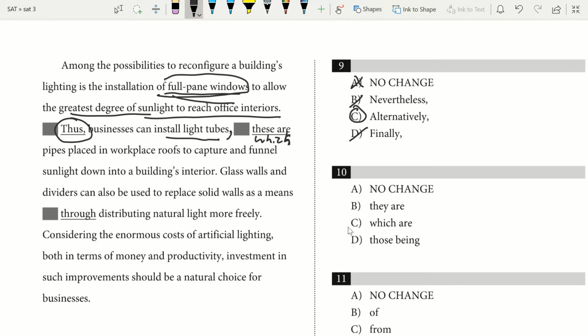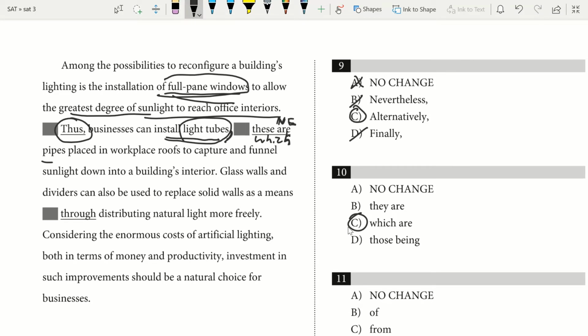So we're not going to say "these are pipes placed in workplace roofs." We're going to say "light tubes, which are pipes placed in workplace roofs to capture and funnel sunlight down into a building's interior," right? So this is going to be our non-essential phrase or clause, which means we have to have a comma after "light tubes," and then we explain what the light tubes are, right? And when we do that, it's going to be usually a who or a which, right? So if it was a person, it'd be "who was the president of the United States in 1960," or "which are pipes placed in workplace roofs," right? So we're usually looking for a who or a which in those situations.